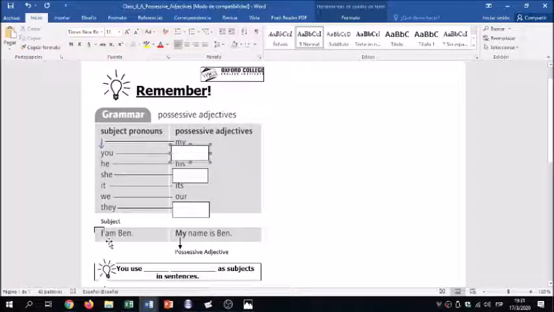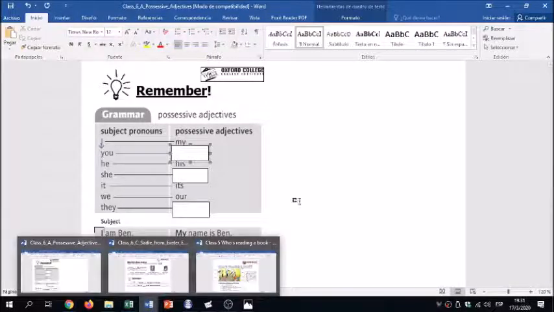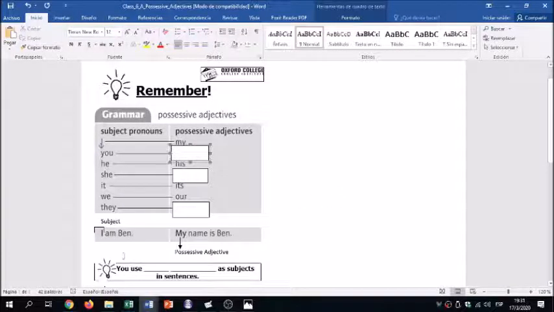Here we have an example. I am Ben. So, what is the subject? What is the subject of this sentence? I. Very good. I is the subject of this sentence. So, for that reason, por esa razón, we use a subject pronoun. Entonces, como I es el sujeto de la oración, usamos un subject pronoun, pronombre personal.